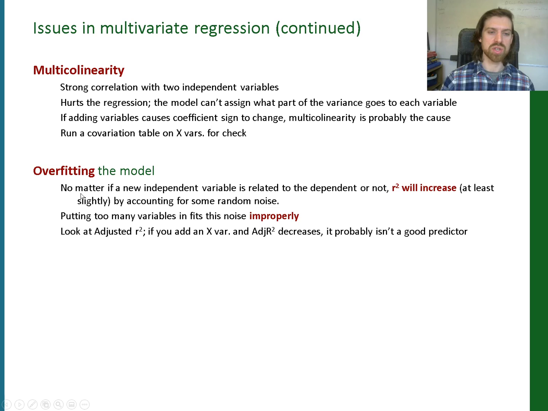Overfitting the model is always an issue. No matter if a new independent variable is related to the dependent or not, the R-squared may increase. If you put too many variables in the model, it can fit the noise improperly. I mentioned before that we think about how to penalize the model for having lots of variables, because the R-squared value can keep increasing. Therefore we look at the adjusted R-squared. But I also explained the need for elegant, simple models. That means having the least number of explanatory variables that can explain the largest amount of variance in our data. Okay, that's the holy grail. That's what we're looking for.